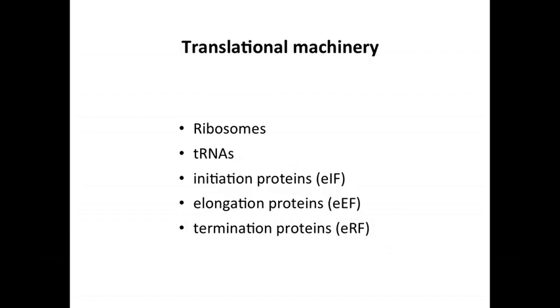Other materials are needed to translate proteins. These include initiation, elongation, and termination proteins. We tend to divide the translation of an mRNA into 3 stages: initiation, elongation, termination, and there are proteins needed for each step. And in eukaryotes, these are called EIFs for eukaryotic initiation factors. Elongation proteins are EEFs, and termination proteins are ERFs.